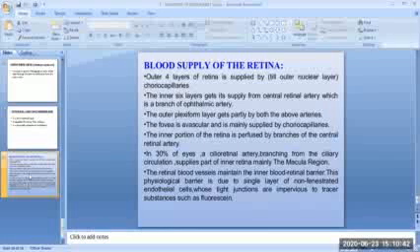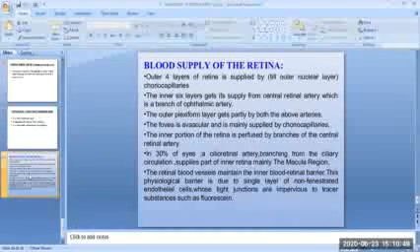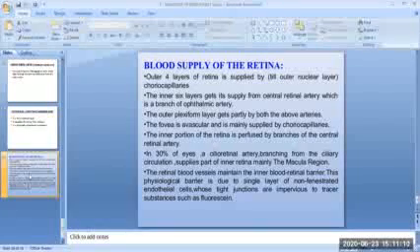The last topic is the blood supply of the retina. The outer four layers of the retina are supplied by the choriocapillaris, and the inner six layers get their supply from the central retinal artery, which is a branch of the ophthalmic artery. The outer plexiform layer is supplied partly by both of the above arteries. The fovea is avascular and is mainly supplied by the choriocapillaris. The inner portion of the retina is perfused by branches of the central retinal artery.